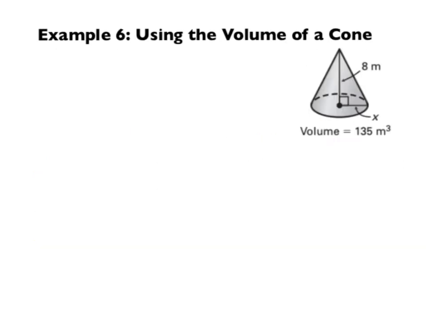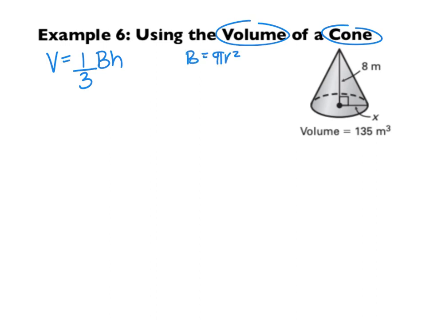Here's our last example, using the volume of a cone. So this is one of those working backwards type of examples. We know that we're working with volume, and we know that we're being given a cone, and that clues us into the formula that we need to use, which is volume equals 1/3 area of the base times the height. Remember that our area of the base for a circle is pi r squared, so volume equals 1/3 pi r squared times the height.